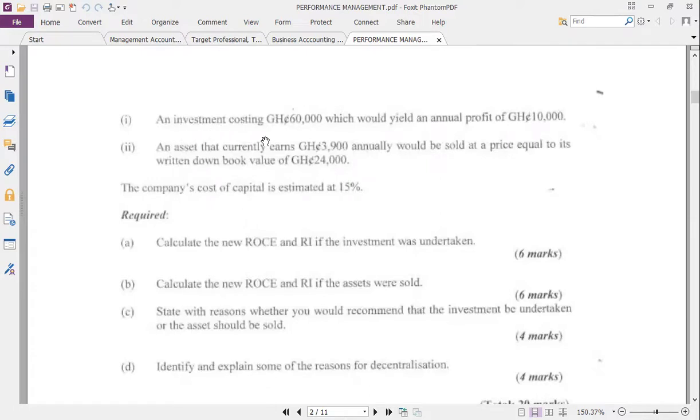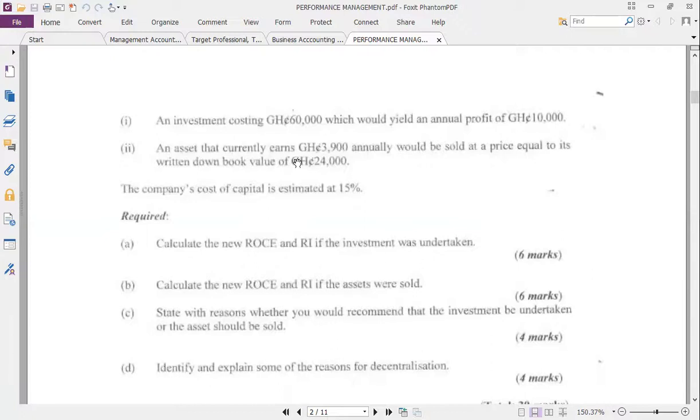An investment costing 60,000, which will yield an annual profit of 10,000. So they are going to buy a new asset. When they are buying an asset, add to the existing details. You are done. An asset that currently earns 3,900 annually would be sold at a price equal to its written down book value of 24. So if you're going to sell it at 24, what do you do? You take it off. That means we are adding 60 and subtracting 24 from the capital employed. With the profit section, we are adding 10,000, and we are taking 3,900 out because we are disposing of it. We are done.